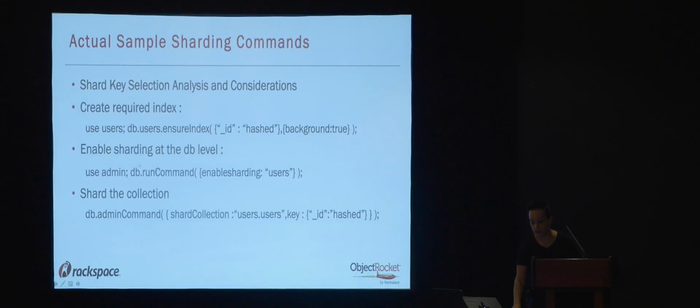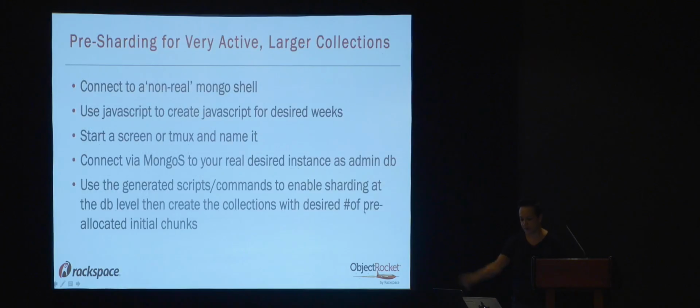You enable sharding at the database level, and then you run the shard command. So pretty simple there, right? But make sure you do it all in order. Then, if you're doing it for a larger one, here are some things. Use JavaScript to create JavaScript. Do everything in a screen. Anytime you're doing work that cannot be interrupted, such as creating a shard key, run everything in screen or tmux. Make sure that everybody knows not to go in there and kill it.